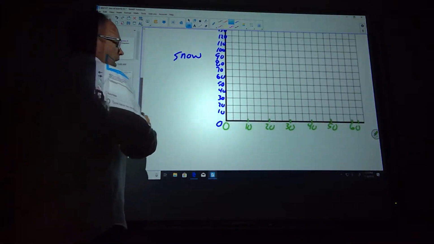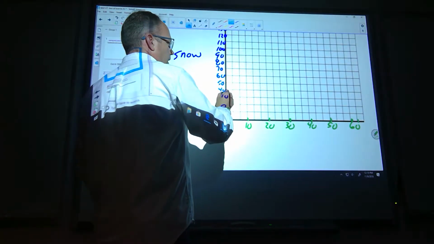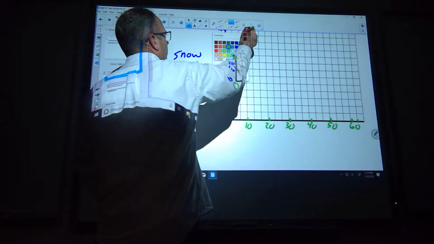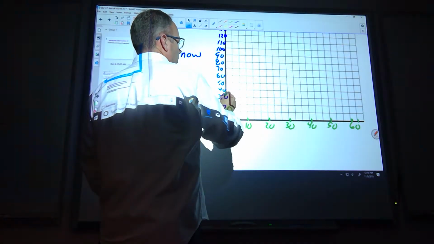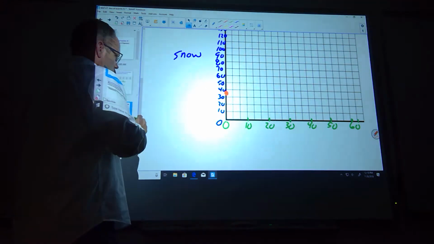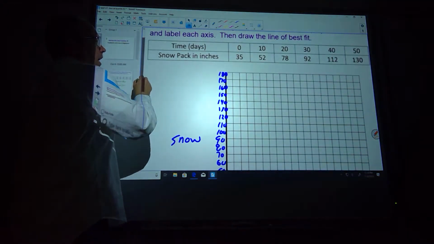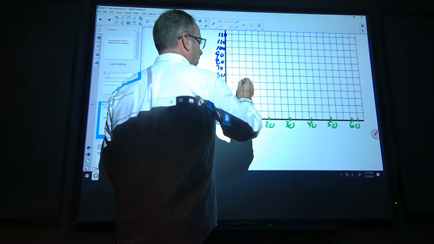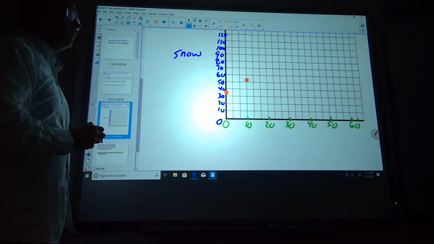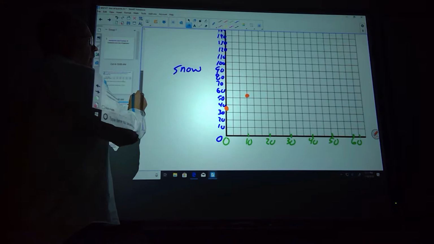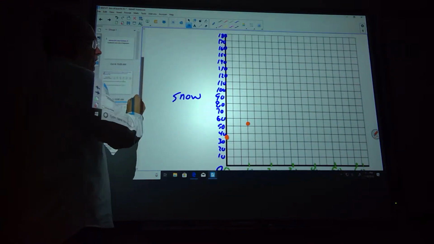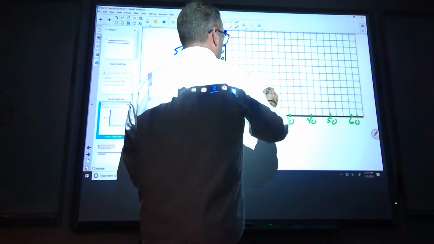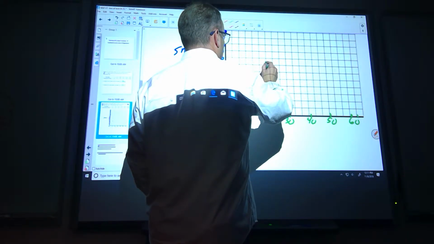All right, so 0, 35. So we're going to plot that right there. Is that okay? Actually, I'm going to pick a different color, orange. Okay, so 10, 52. I don't know, about right there. Does that seem okay so far? And then I keep going. I have 20, 78. I don't know, somewhere in there.